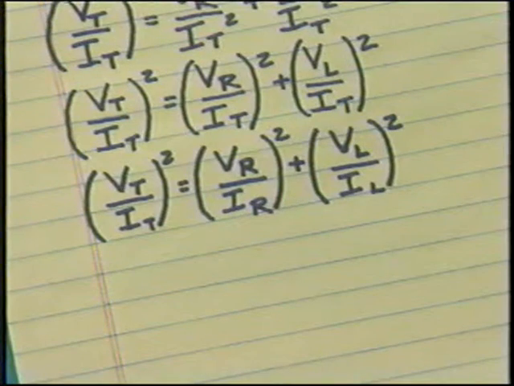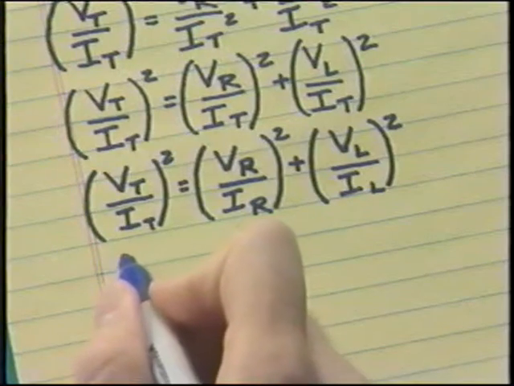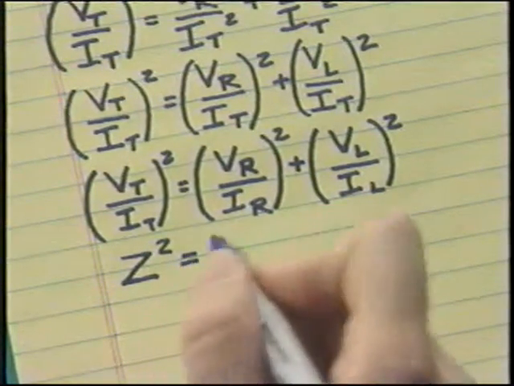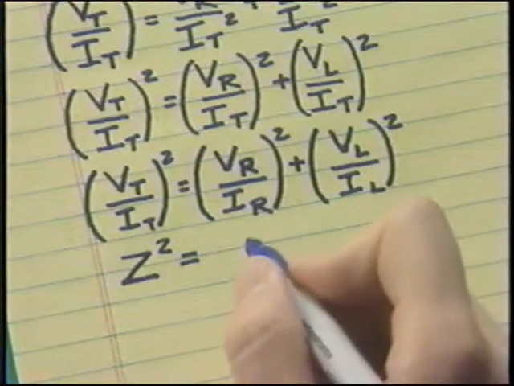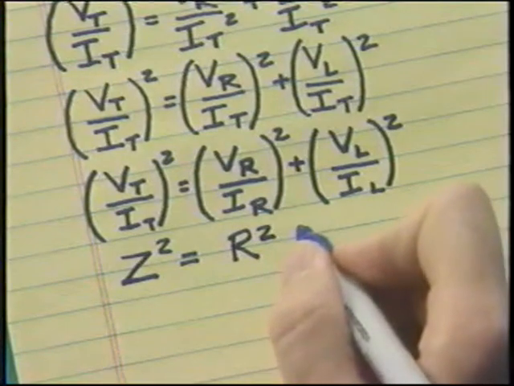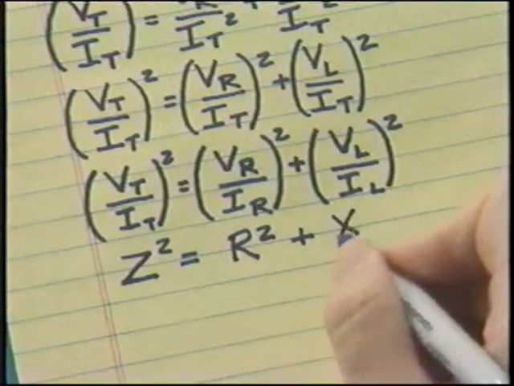If you look inside each pair of parentheses, you'll find some Ohm's law relationships that have already been presented. For example, on the left of the equal sign, V sub t divided by I sub t is Ohm's law for impedance. V sub r divided by I sub r is Ohm's law for resistance. V sub l divided by I sub l is Ohm's law for inductive reactance.